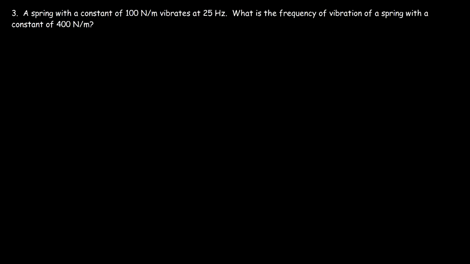Number 3, a spring with a constant of 100 newtons per meter vibrates at 25 hertz. What is the frequency of vibration of a spring with a constant of 400 newtons per meter? So what happens to the frequency if we increase the spring constant? As the spring constant increases, the frequency increases.